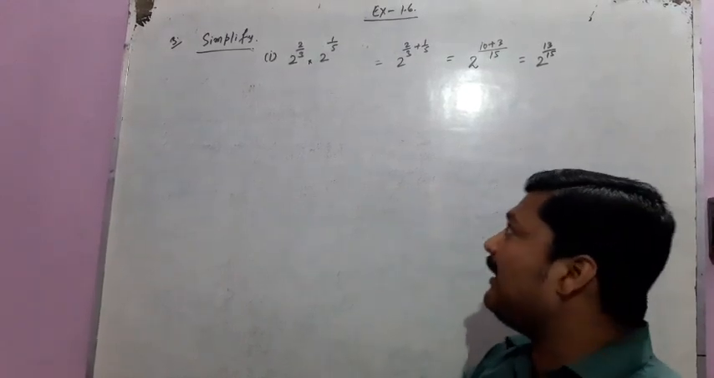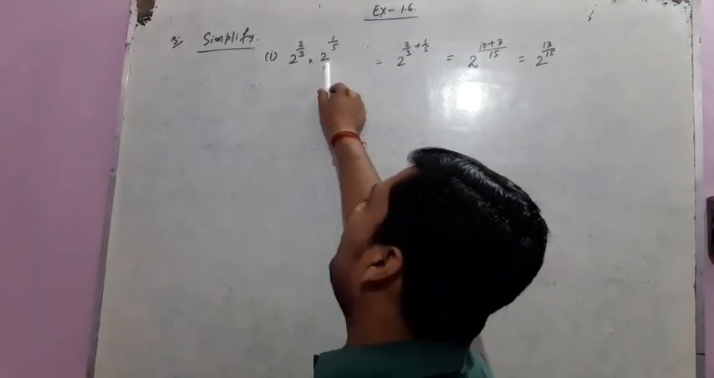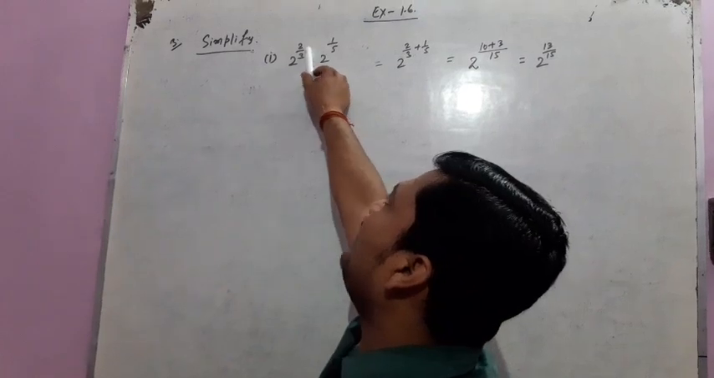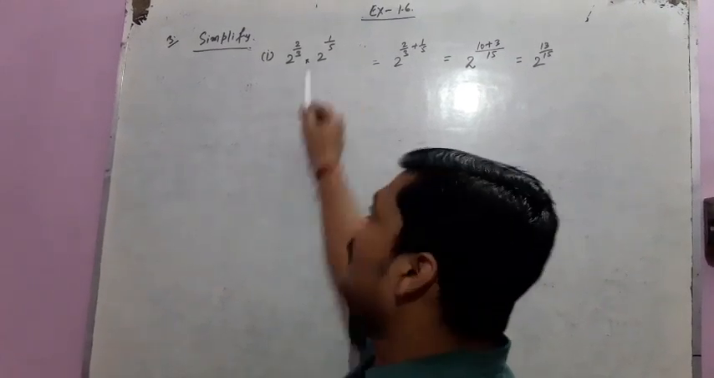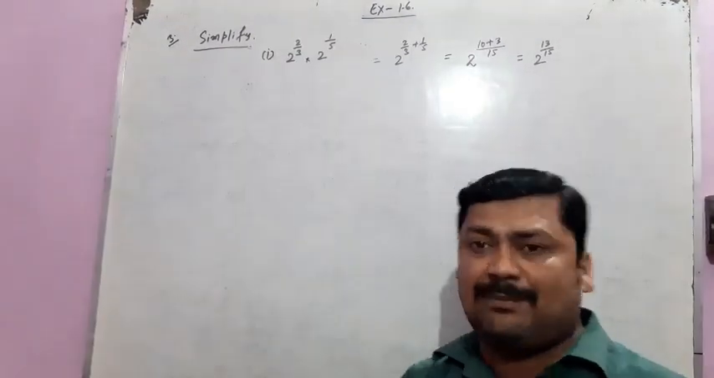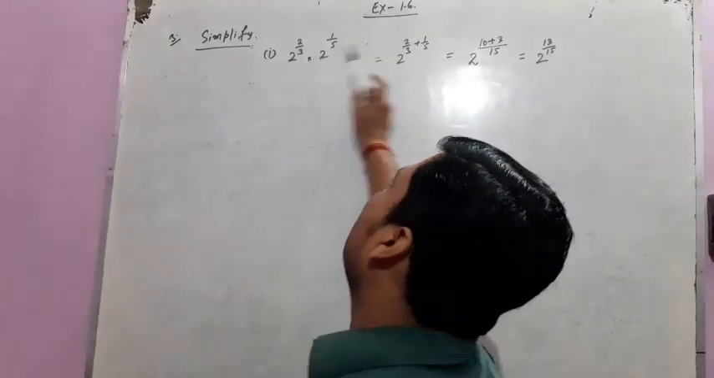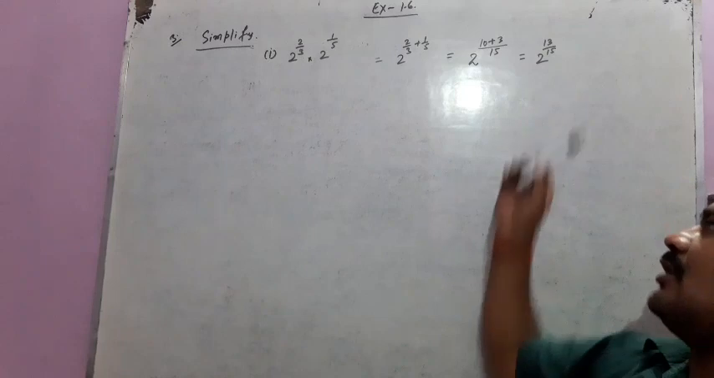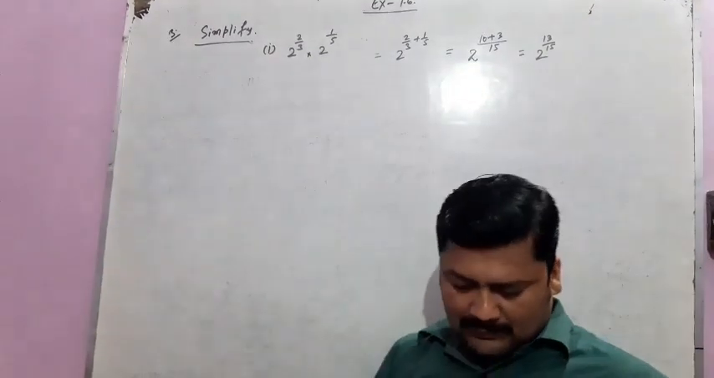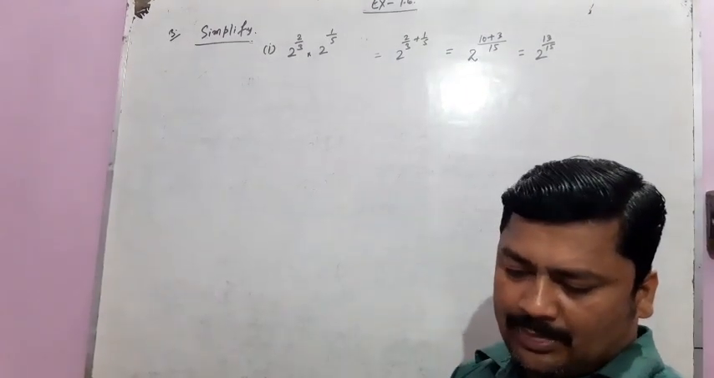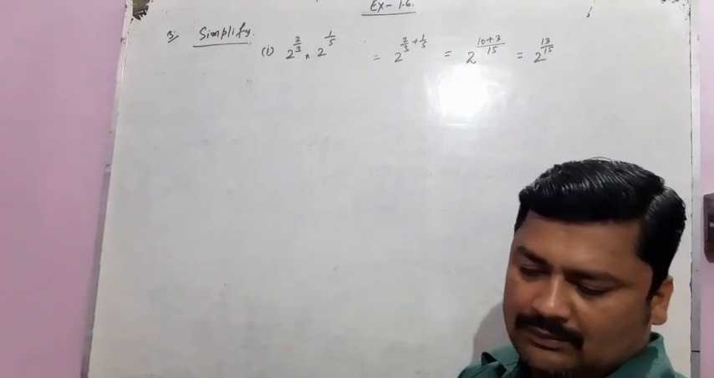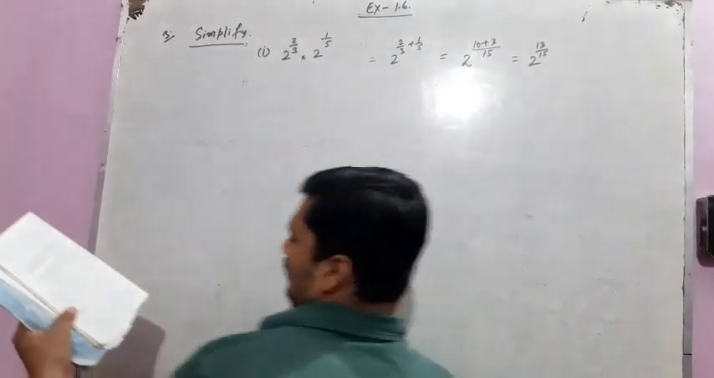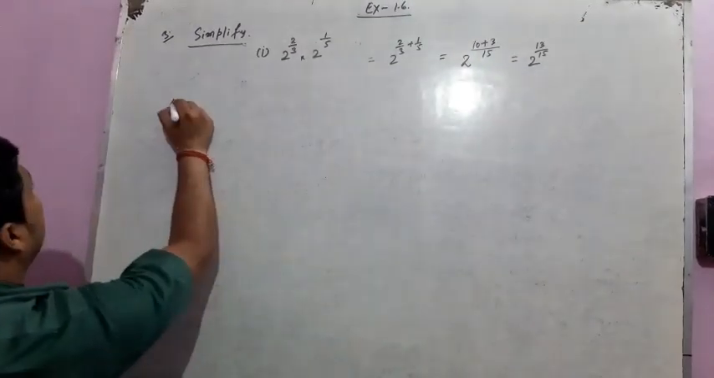Okay, again I am repeating here. Here the two numbers have the same base but different exponents and they are in multiplication. So if two numbers have the same base and they are in multiplication, then for solving them we add their exponents. In the same way you have to solve this question. Now look at question number 4. Sorry, first you have to look at the third question.